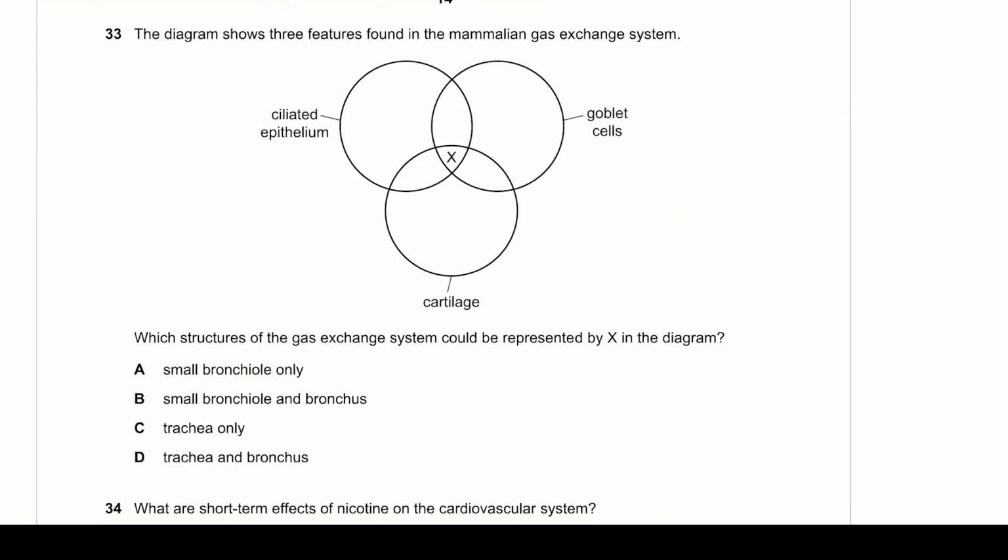33. The diagram shows three features found in the mammalian gas exchange system. Which structures of the gas exchange system should be represented by X in the diagram? X means it has all three features: goblet cells, cartilage, and ciliated epithelium. The only structures that have all three components are going to be the trachea and bronchus. The only difference is that the trachea has C-shaped cartilage, while the bronchus has irregular blocks of cartilage.